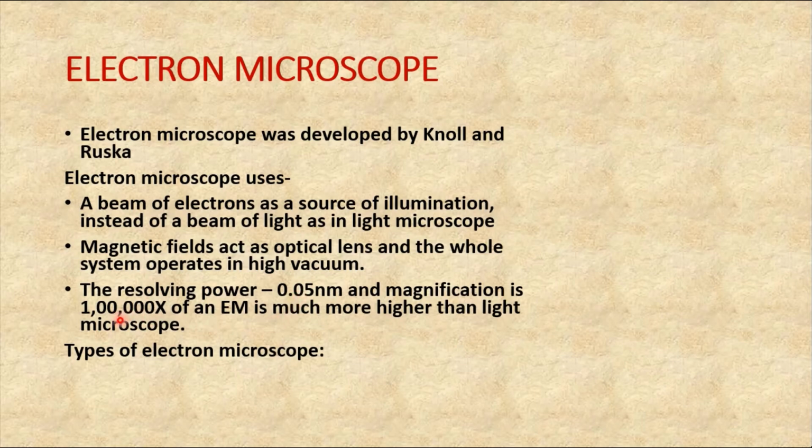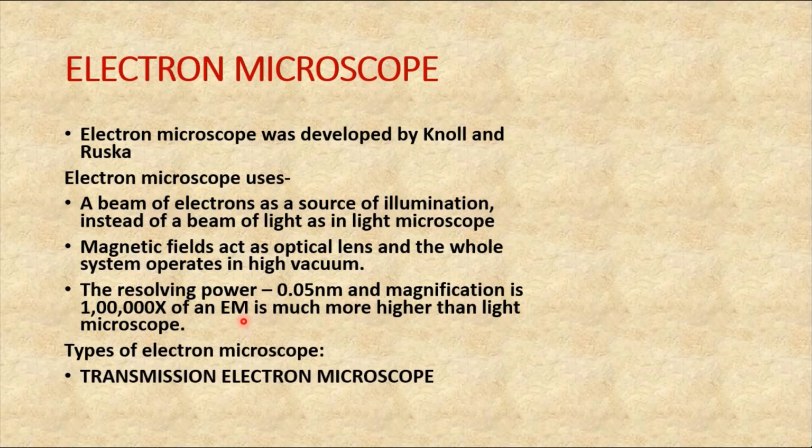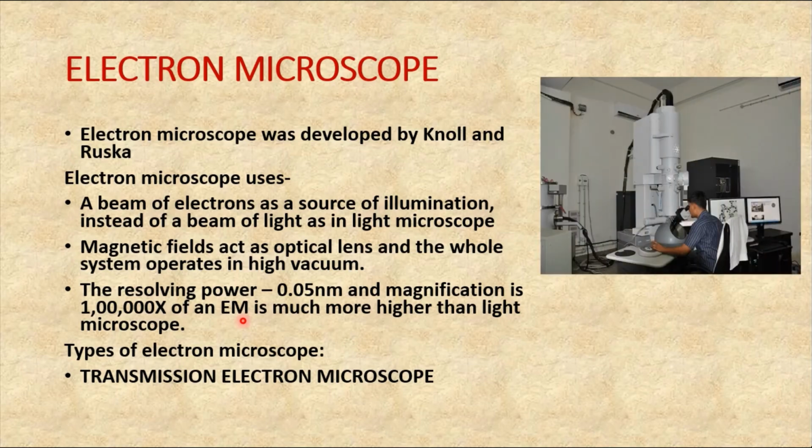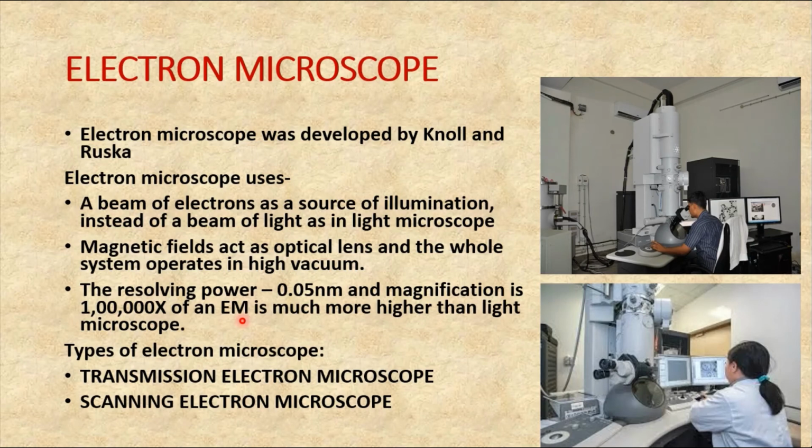Okay, and the magnification power is much higher, where in the light microscope it is only about 1000 to 2000 times, but here you are going to see about 1 lakh times, so an electron microscope is much higher than a light microscope. Then we have two types of electron microscope. One is the transmission electron microscope, and the second is the scanning electron microscope. We will discuss all these topics in detail in the consecutive videos. Here I am just introducing all these terminologies to give some basic knowledge about it.